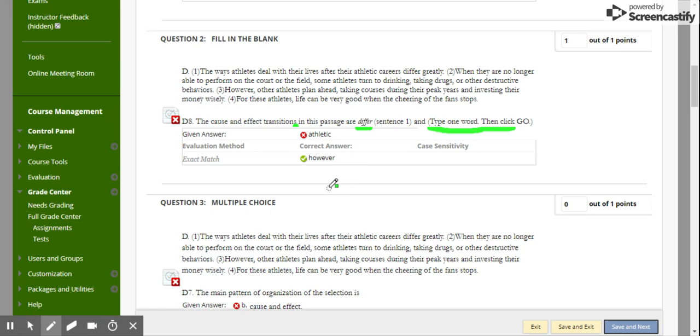So that's good. Now, one of the things that's maybe a little confusing is this word transitions. When they say transitions, they mean signal words. These are words that show a relationship, and we have lots of different ones that show different kinds of relationships.